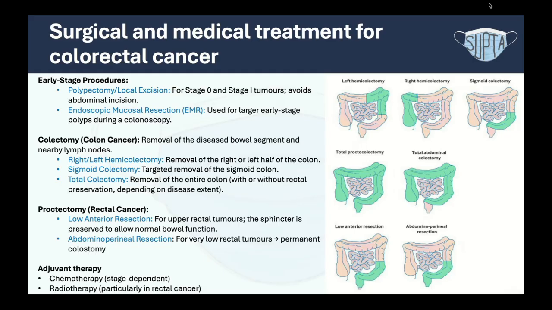And a sigmoid colectomy is a removal of the sigmoid colon, and a total colectomy is used in rare cases where there are multiple cancers in different parts of the colon. This involves removal of the entire colon, and it may or may not include rectal preservation. So if the rectum is removed as well, then it will be a total proctocolectomy, but if we want to preserve the rectum, it would be a total abdominal colectomy.